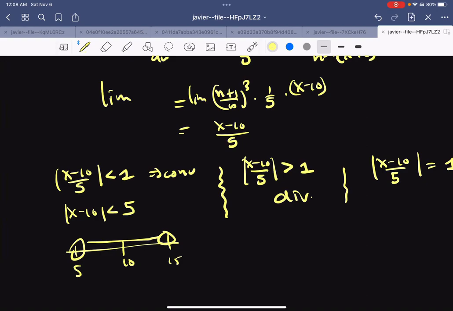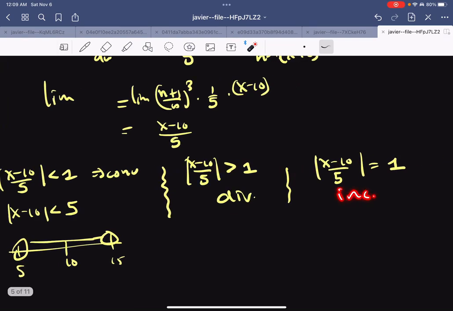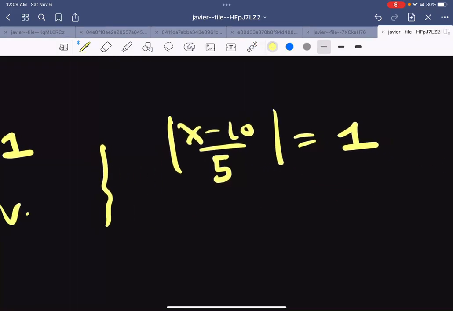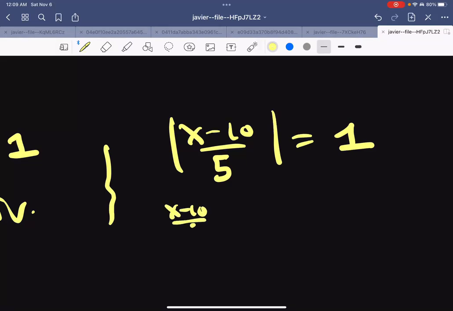Again, this is telling me the interval of convergence. The radius of convergence is 5 in this case. We have divergence here and divergence to the left of 5, because those are the places where the absolute value of x minus 10 over 5 is greater than 1. And we have inconclusive here. So to check these, I need to find out what happens when this is equal to 1 or is equal to negative 1.